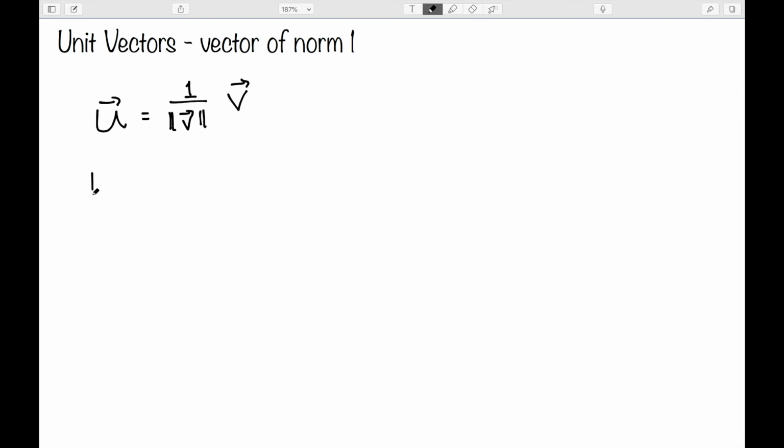So to show that that's true, I'm going to take the length of u. Well, that's going to be the length of kv, where I'm going to let k be equal to this 1 over the norm of v.